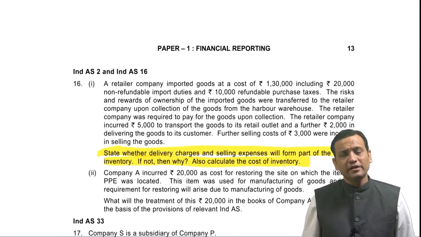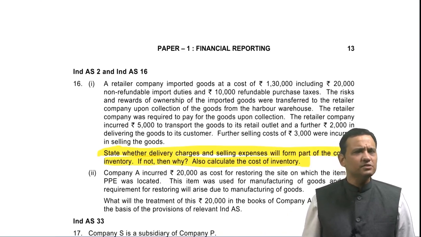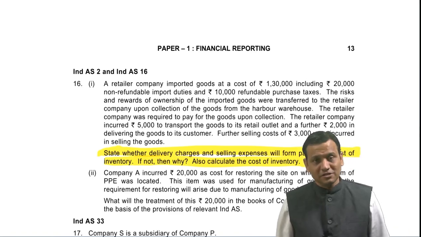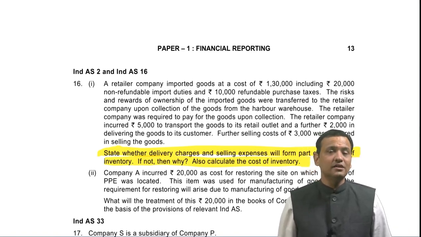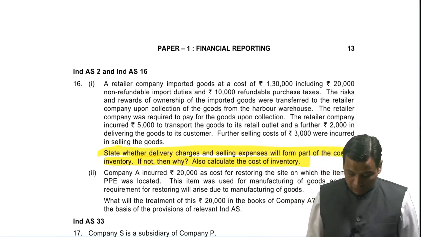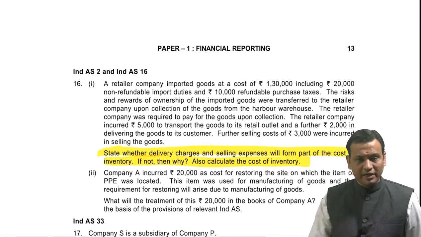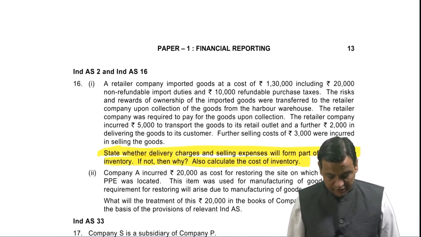Also, we had studied that some expenses will never form part of your inventory valuation: general admin overhead, selling and distribution overhead, abnormal losses. They are not considered as cost of inventory. Here, the cost of 130 includes 20,000 of non-refundable import duties, so let it be included. There is 10,000 of refundable purchase taxes. Anything which we are going to get refund of, we will never include in the cost of inventory. The same should be deducted.